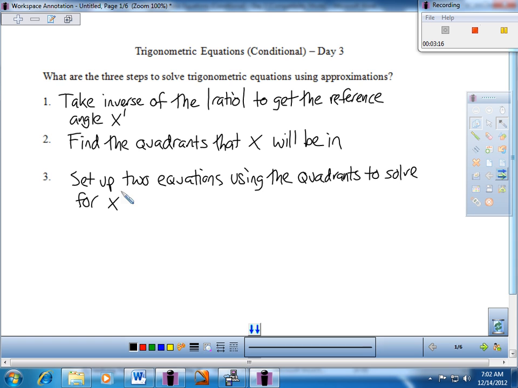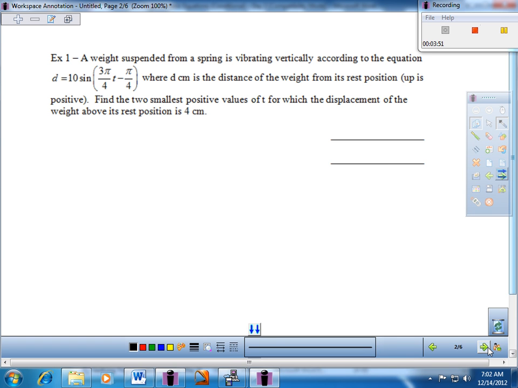I believe I have 3 examples that will allow us to reinforce some of these ideas. So here we go. It looks like a simple harmonic motion problem. A weight suspended from a spring is vibrating vertically according to this equation right here. Interestingly, we also have a little phase shift in there, but that's fine. D is going to be the distance of the weight from its rest position. Up is positive and down is negative. Find the 2 smallest positive values of t for which the displacement of the weight above its rest position is 4 centimeters.